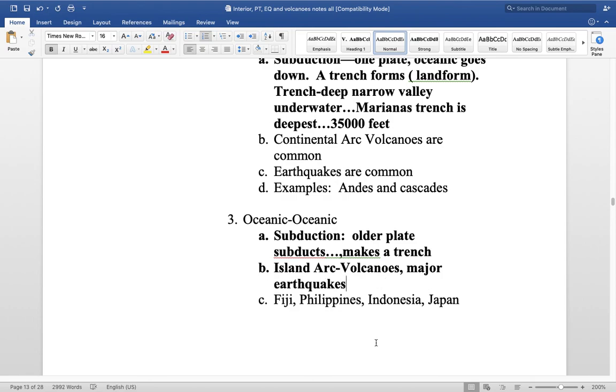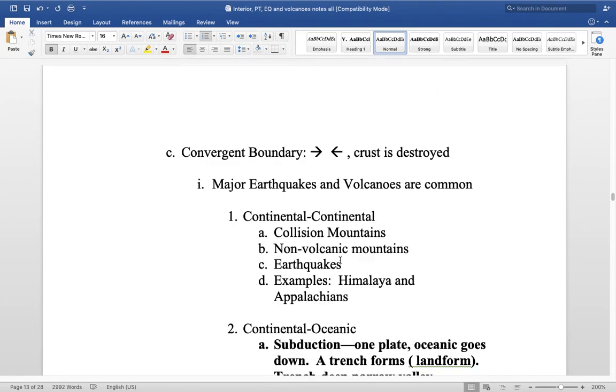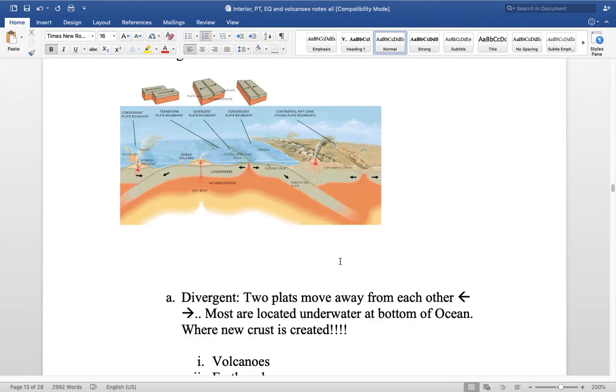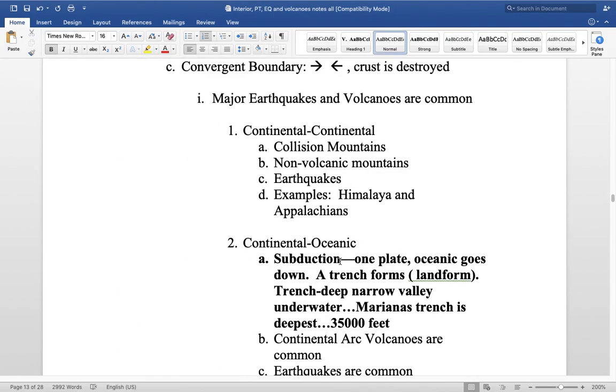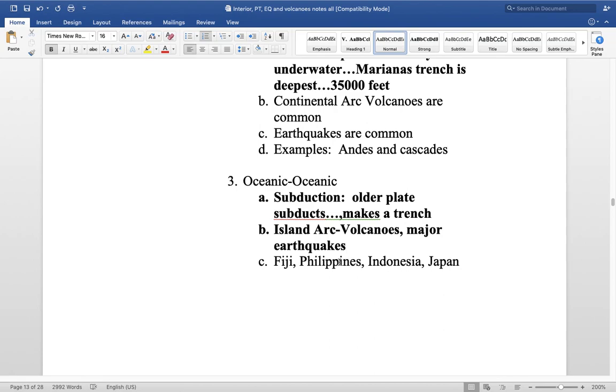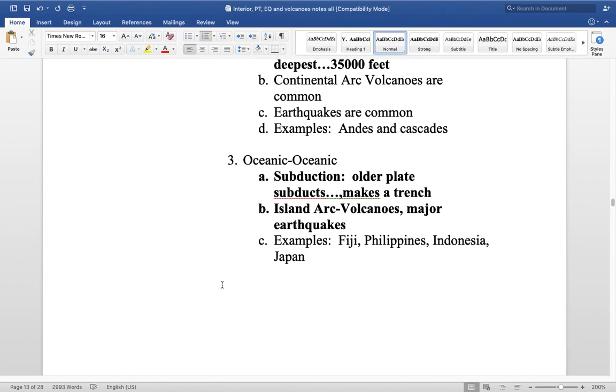So notice that earthquakes are a common theme, guys. Every single one of these formed earthquakes. Even back here at divergent boundaries, okay, you had earthquakes. Whenever plates are moving, you're going to make an earthquake, all right? And then real examples on Earth are islands like Fiji, and the Philippines and Indonesia and Japan even. All these places have major earthquakes, okay, and major volcanoes.